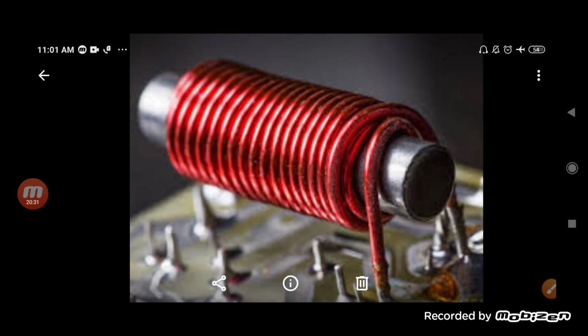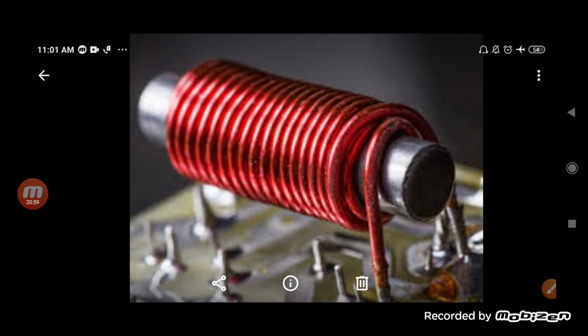So here you can see it is basically a lot of turns given to an insulated copper wire. Why are they insulated? So that a short circuit does not occur between them. So it is a wound coil of an insulated copper wire, or we can say a long helically wound coil of an insulated copper wire. What happens in this solenoid?